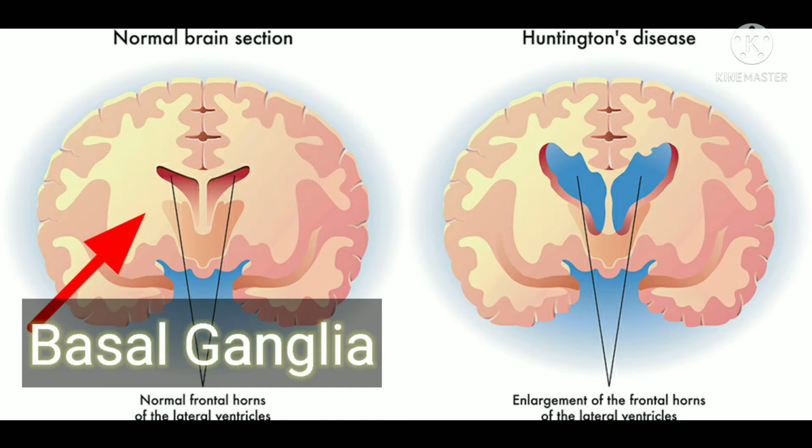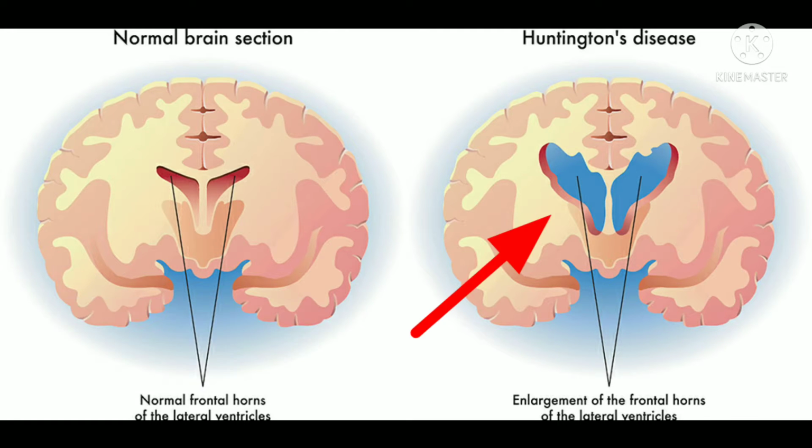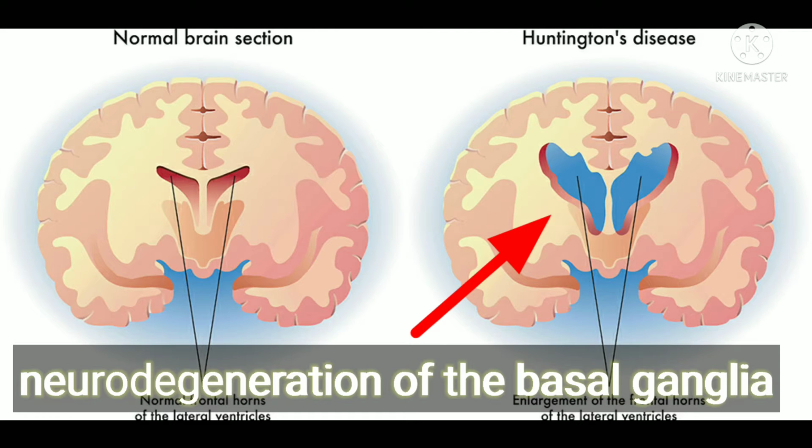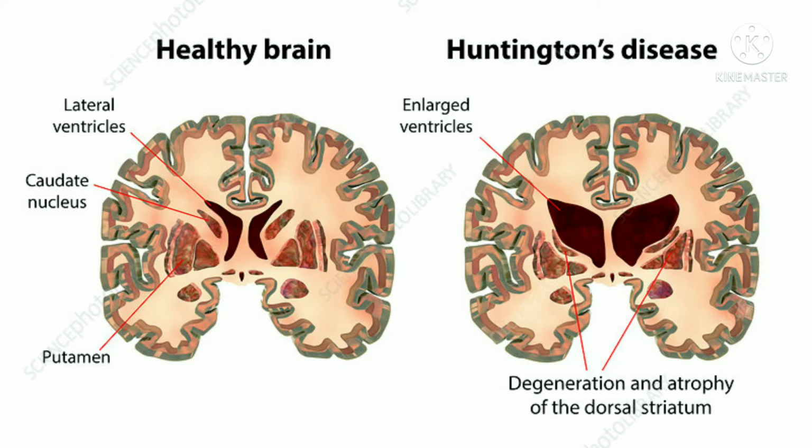On the screen you can see the basal ganglia. This is the normal basal ganglia structure, and we can also see the frontal horns of the lateral ventricles. This is the normal anatomy. But what happens in Huntington's disease is that there is enlargement of the lateral ventricles, and this will cause neurodegeneration of the basal ganglia. In the next slide I'll discuss in more detail what happens to the basal ganglia.